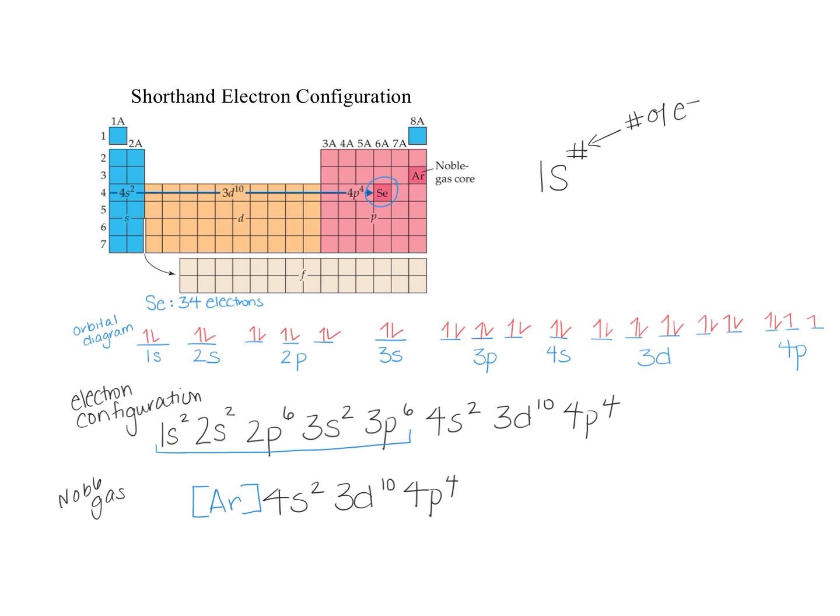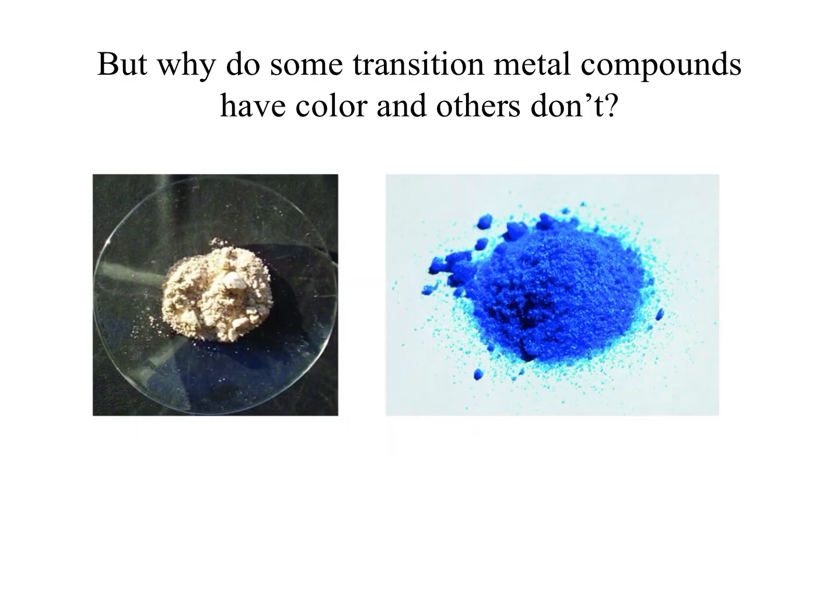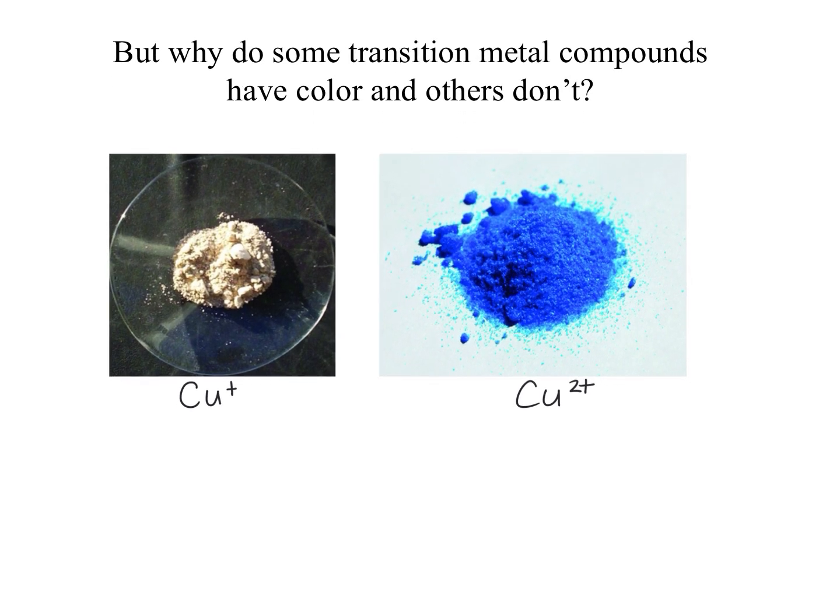Now, maybe the burning question in your heart is, Dr. Pierce, you've made us learn all this. Why? Well, let's go back to that original question that I asked at the very beginning of all of this, which is, why do some transition metal compounds have color and others don't? And look, this is Cu+. This is copper 2+. One has color and one doesn't.